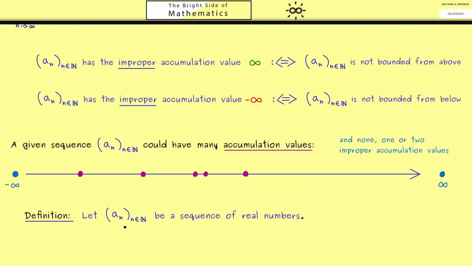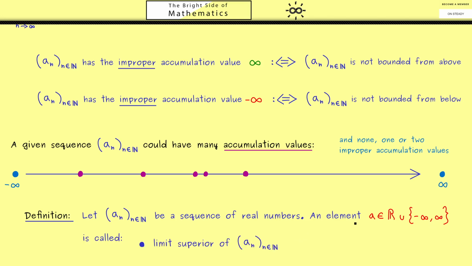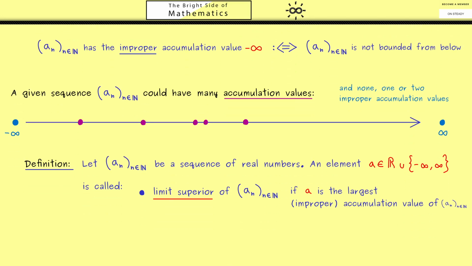So here we have a definition that holds for any sequence of real numbers. And now we consider an element A. Either it's a real number or the symbol minus infinity or plus infinity. And now this A is called the limit superior of the sequence a_n if it's the largest accumulation value. So there is no other accumulation value which is larger than A. Additionally, for this we have a common notation you might have already seen. We simply write lim sup as n to infinity of a_n. Okay, with this you now know one important symbol that is very often used in analysis.